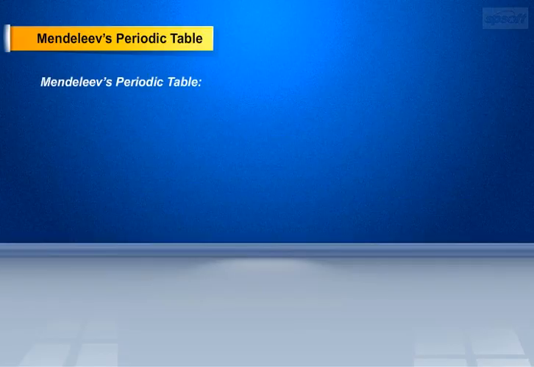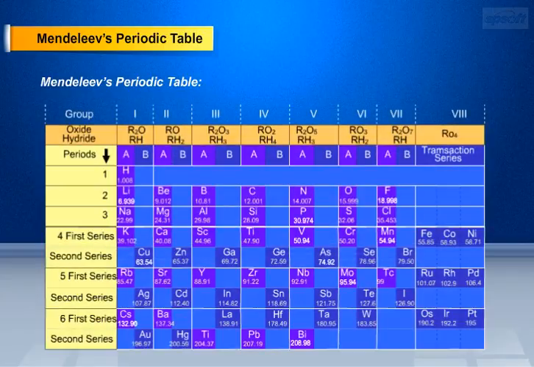Let us discuss Mendeleev's periodic table in detail. Here elements are arranged in the increasing order of their atomic masses. We observe that a few elements having higher atomic masses are placed before elements with lower atomic masses. This is due to their similar physical and chemical properties.